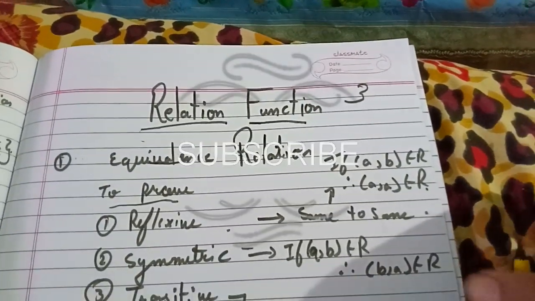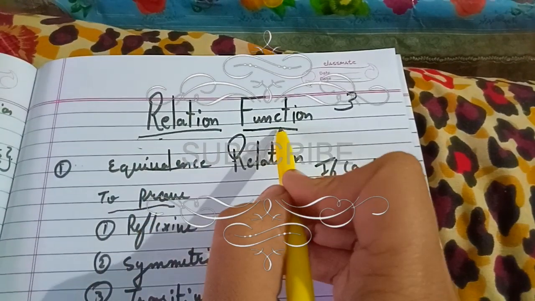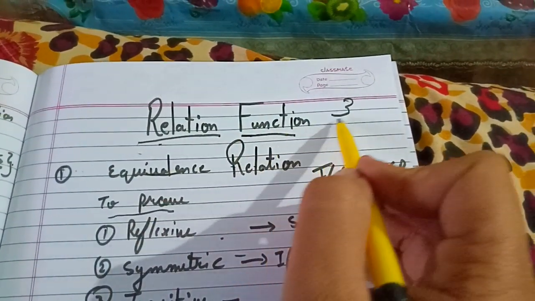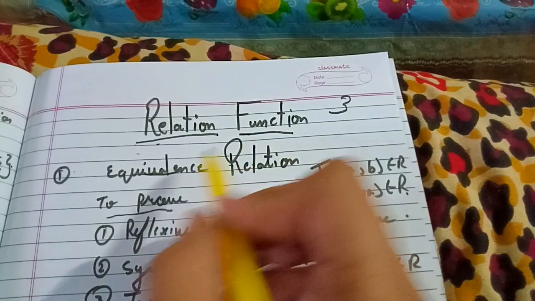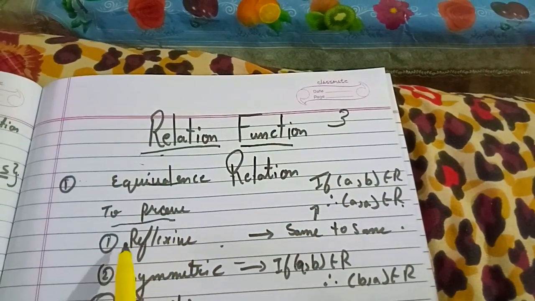So good morning friends, today we are going to be studying about relation and function, which is the first chapter of class 12 mathematics books. It's quite a scoring chapter, and it consists of majorly three parts.